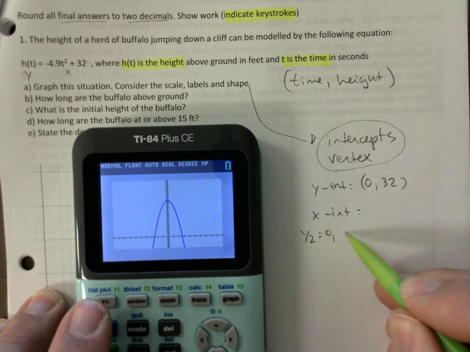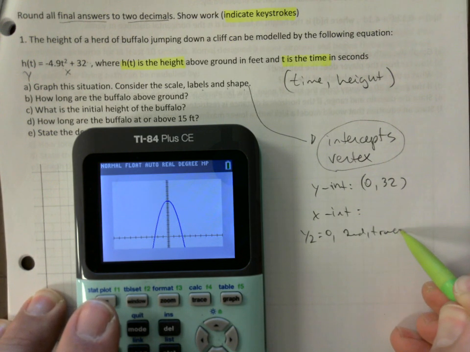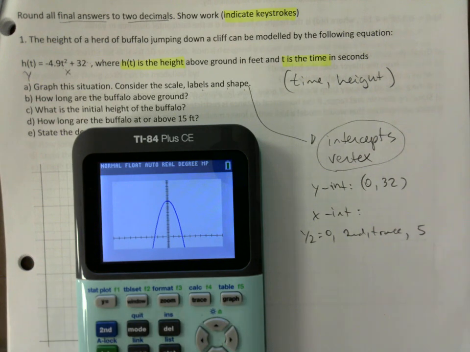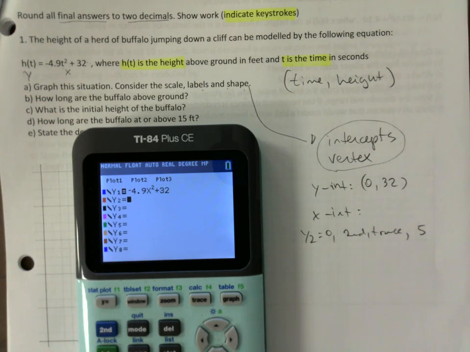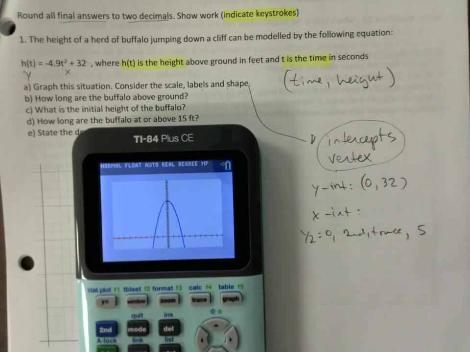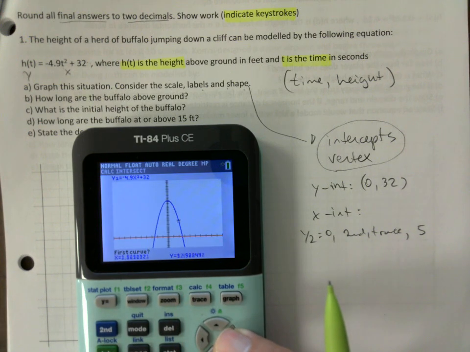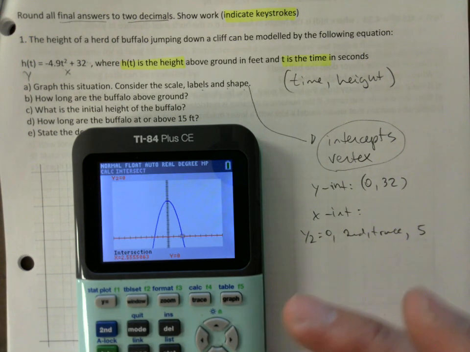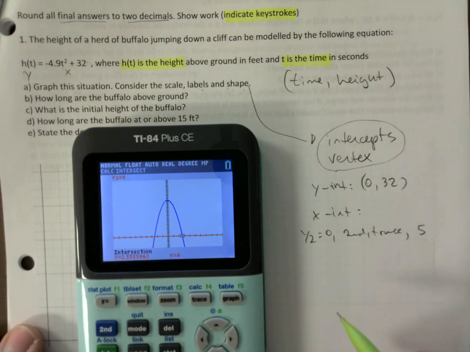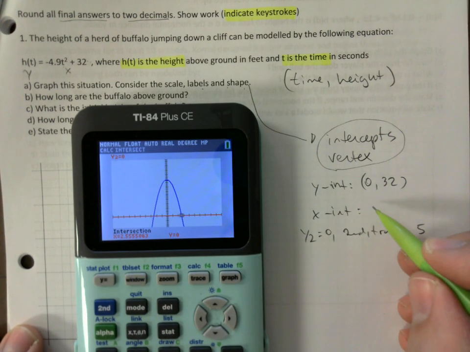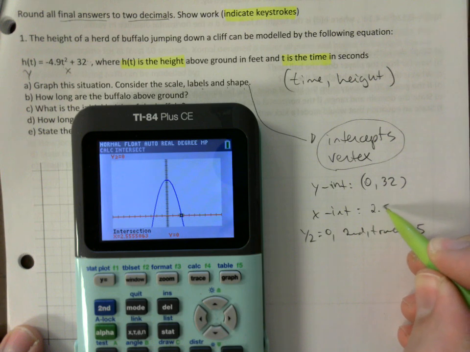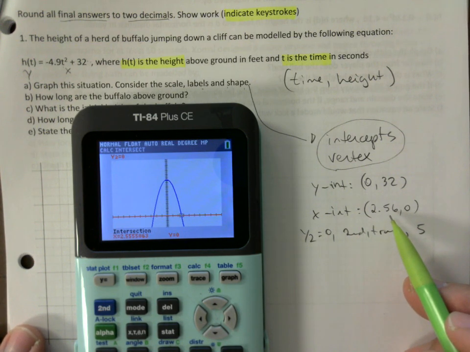y2 is equal to 0. Second trace 5. I'm going to just start saying second trace 5. You should know that that's intersect. So I'm going to graph second trace 5. I'll go a little faster on this one because the next one is a little trickier. I want to get to that one. So this will be 2.56. That's basically when this herd of buffalo hits the ground or lands on the ground.